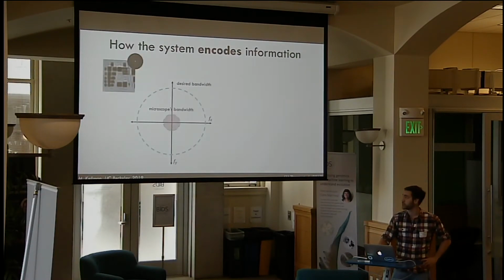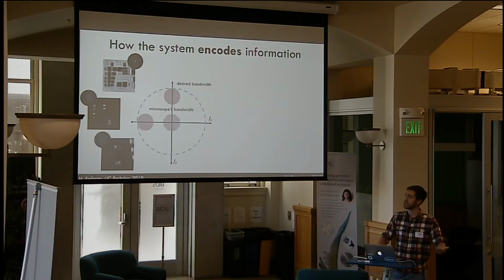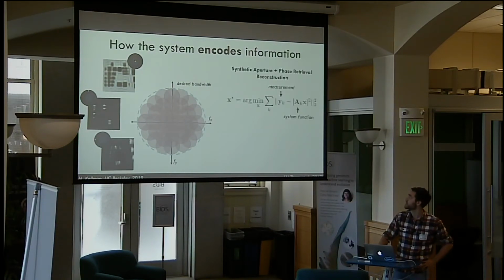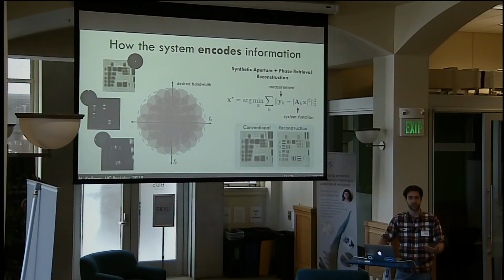And so if we turn on the center LED, we can encode the low spatial frequencies of the sample. And then as we turn on higher, more off-axis LEDs, we can encode higher spatial frequencies into the measurement by modulating the sample's information down to the passband of the microscope. And so we can do this many, many times, acquiring lots of redundant information about the sample. And then we can feed these measurements into a classic inverse problem formulation to retrieve the high spatial frequencies of the sample.